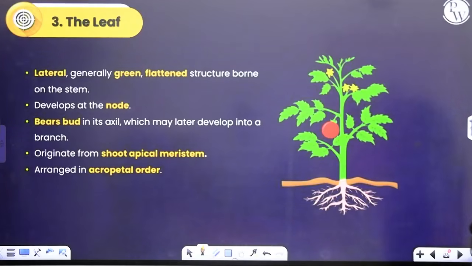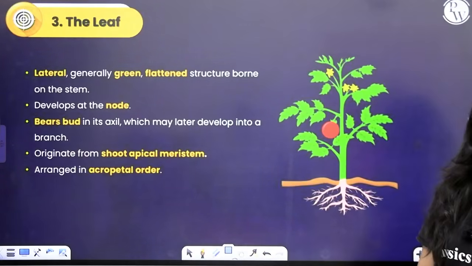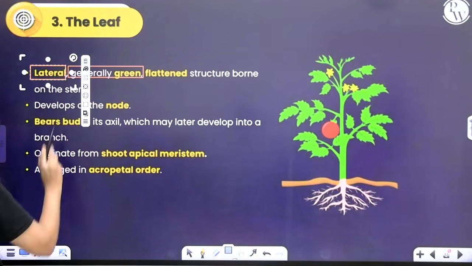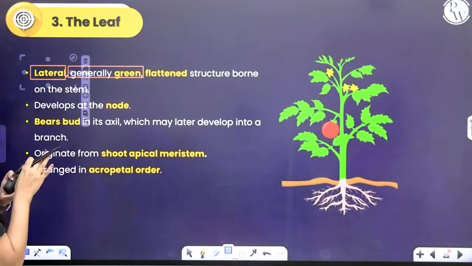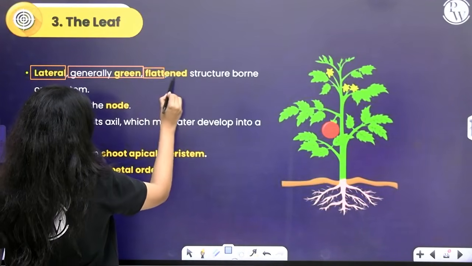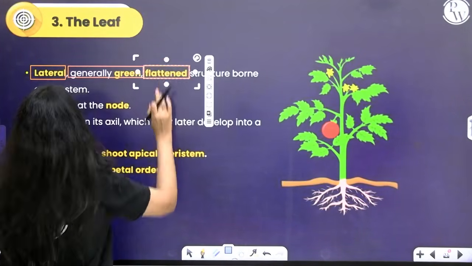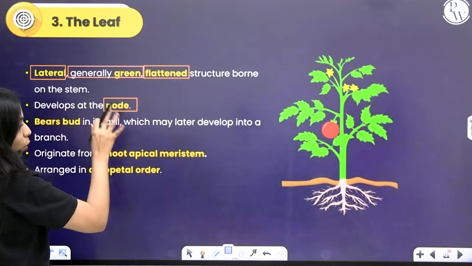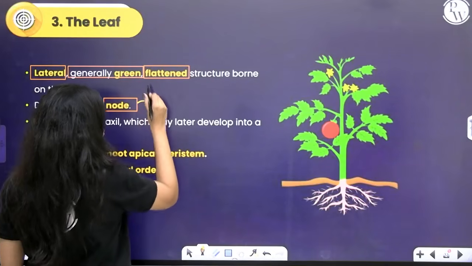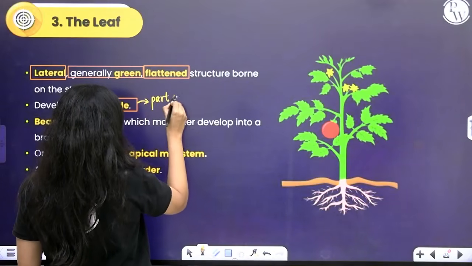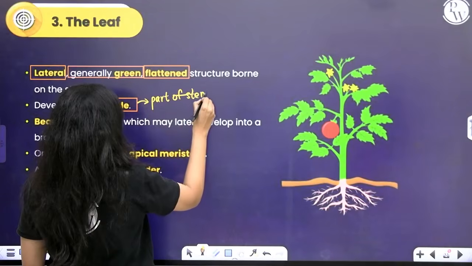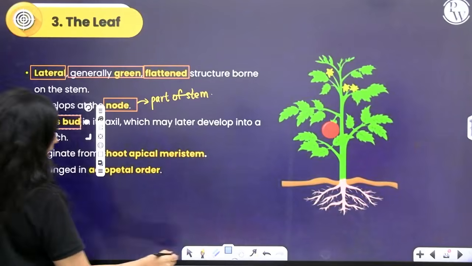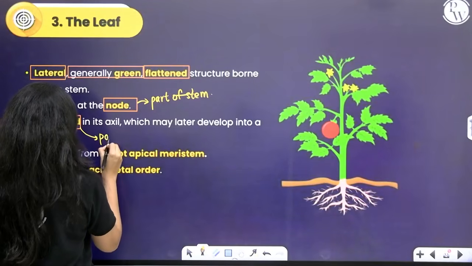What do we already know about the leaf? Leaf is green in color in most cases, generally green. It is a lateral appendage, which means it arises from the side of the stem. They are flat and very thin structures. They are not very fleshy and thick, right? Where do they develop? They develop at the node in stems, but the node is not a part of the leaf, it is a part of the stem. At the axil, it may bear a bud. Again, that axillary bud is a part of the stem.